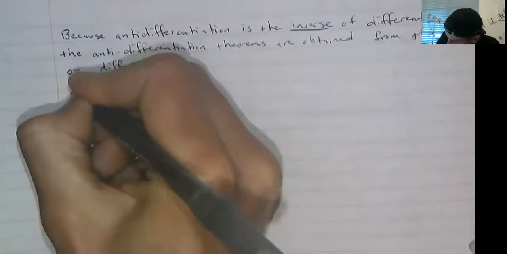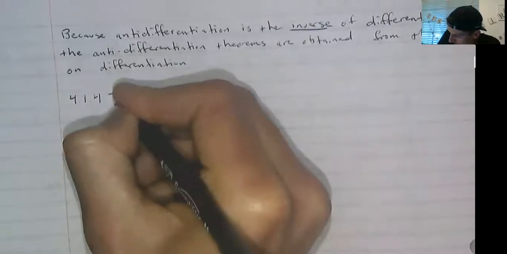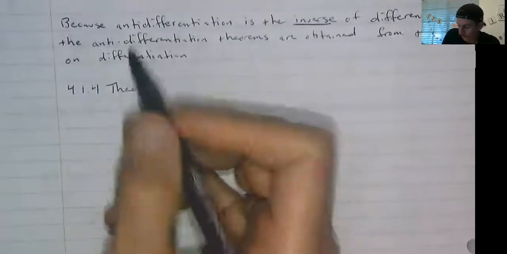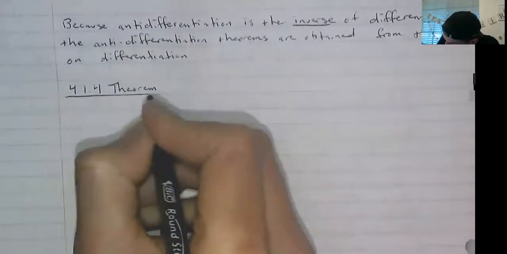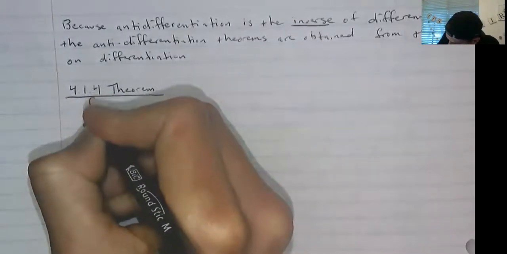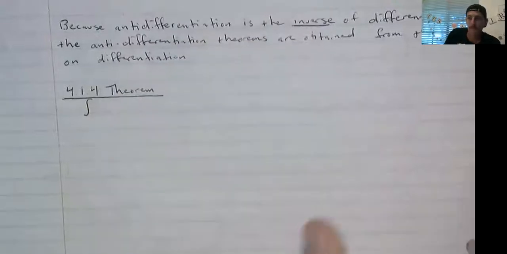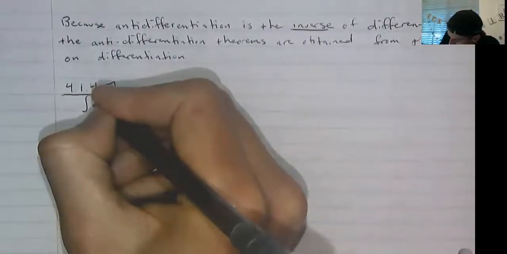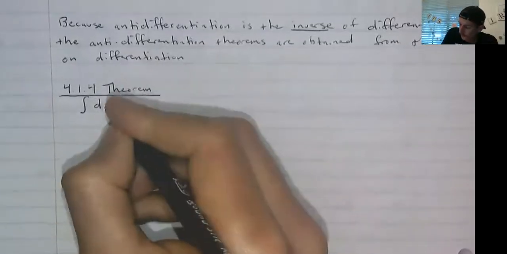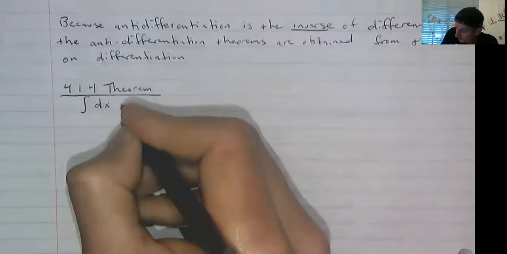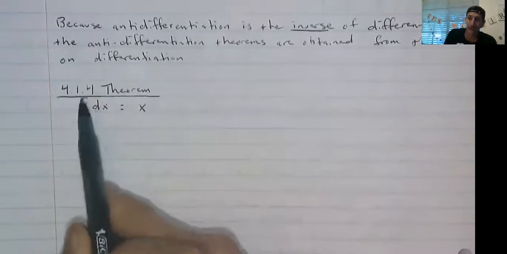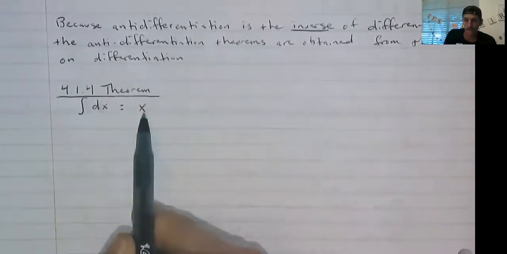The first and most basic theorem is kind of the analog to the identity theorem for derivatives. That the antiderivative of 1, so the antiderivative of dx, there's really an invisible 1 here. The thing that's going to yield that is x. Okay, derivative of x is 1, and so the antiderivative of 1 is x.